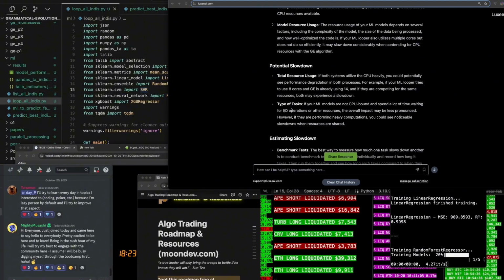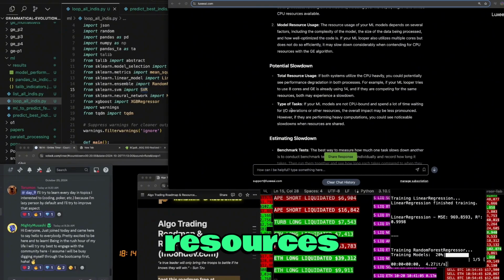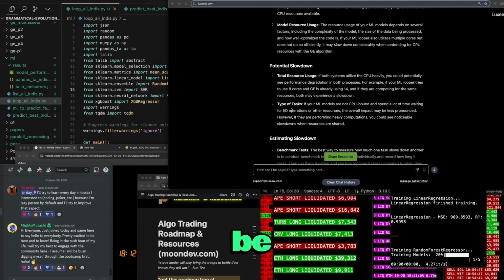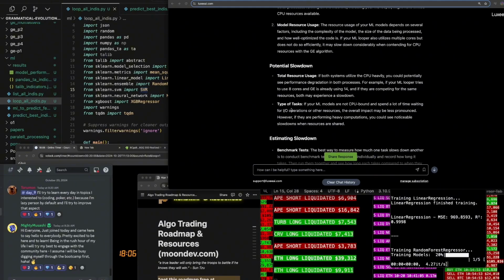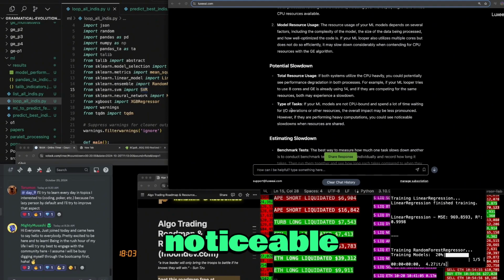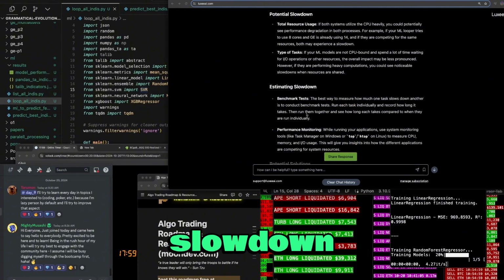Type of tasks. If your ML models are not CPU bound and spend a lot of time waiting for I/O operations or other resources, the overall impact may be less pronounced. However, if they are performing heavy computations, you could see noticeable slowdowns when resources are shared. Estimating slowdown.